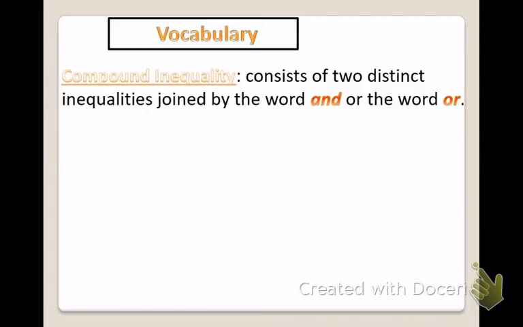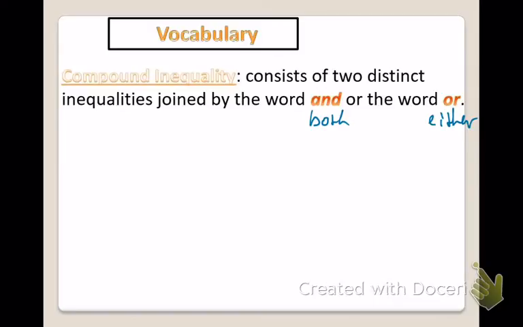And so a compound inequality consists of two distinct inequalities joined by the word and or the word or. Okay? A nice replacement for the word and is both, and a nice replacement word for or is either. Okay? Both and either or. And so what does that mean?